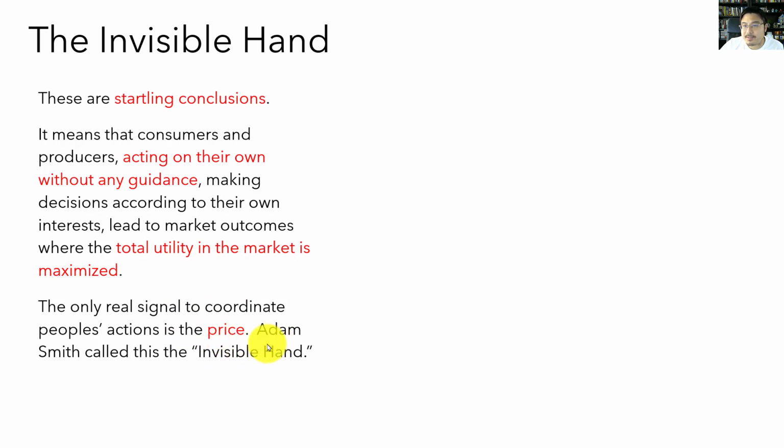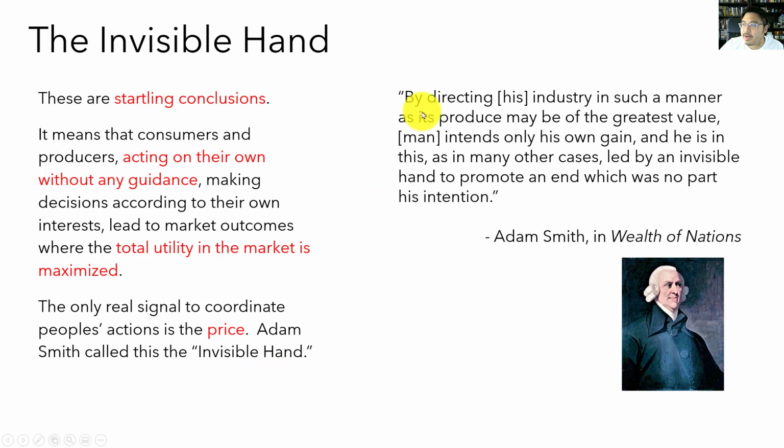And so this is what Adam Smith meant when he coined the term invisible hand in his famous book, The Wealth of Nations, right? So Adam Smith wrote, "By directing his industry in such a manner as its produce may be of greatest value, man intends only his own gain, and he is in this, as in many other cases, led by an invisible hand to promote an end which was no part of his intention."